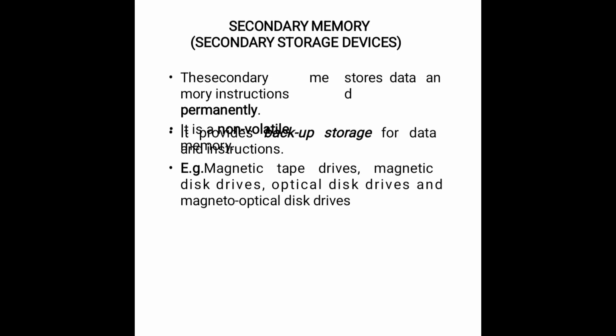The secondary storage devices store the memory instructions permanently, and it is non-volatile, and it provides the backup storage for the data and instructions. So examples of secondary memory devices are magnetic tape drives, magnetic disk drives, optical disk drives, and magneto-optical disk drives.